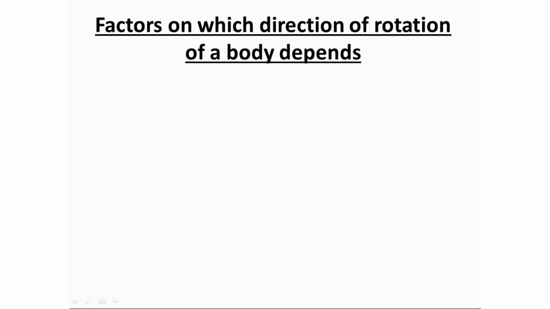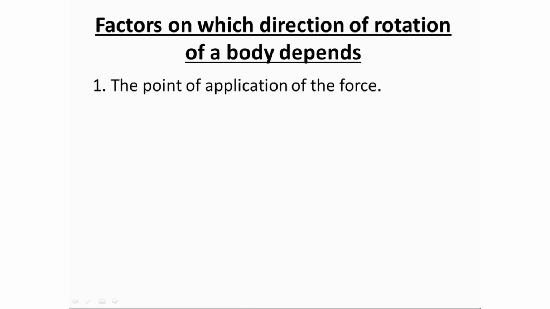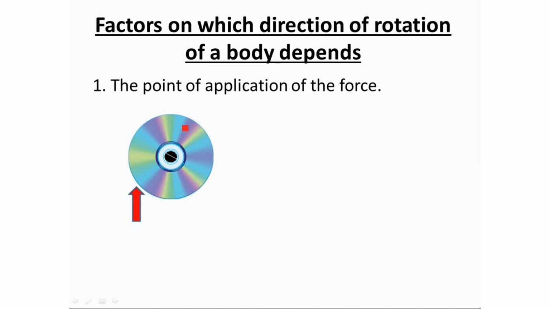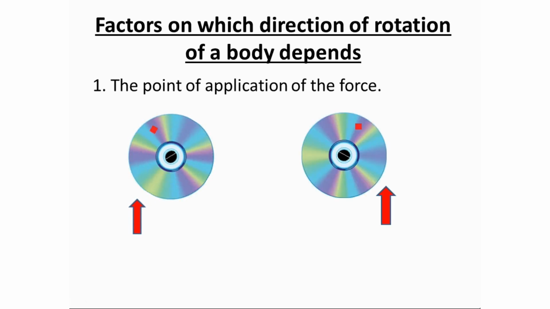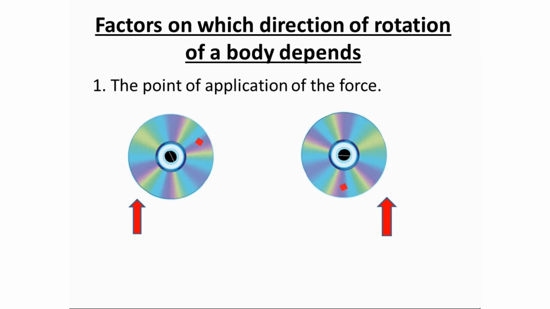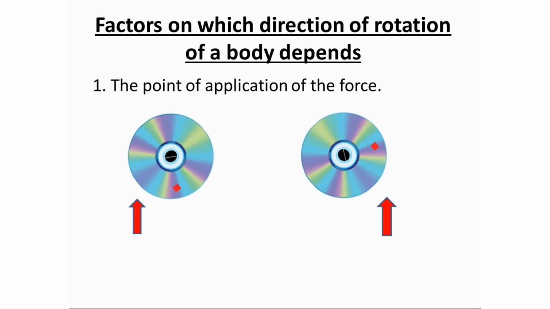Now let's see what are the factors on which the direction of rotation of a body depends. First, the point of application of the force. Consider the same disc. If I apply force at this point in upward direction, the disc moves in clockwise direction. Now, if I apply the same force in upward direction, but at this point, the disc rotates in anti-clockwise direction. Thus, by changing the point of application of force, the direction of rotation can be changed.